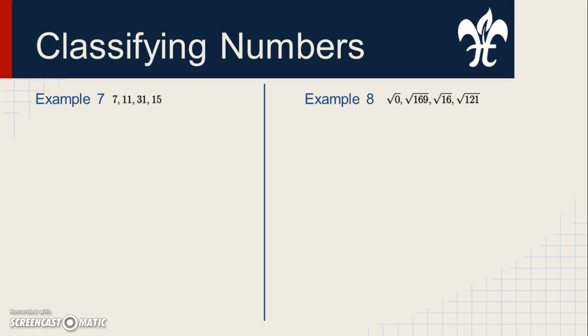Example 7. In example 7, it's similar to example 6, except it's more straightforward. 7, 11, 31, and 15 are all natural numbers. And because they're natural, we know that they're also whole. Because they're whole, we know that they are also integers. This should be a Z. They're also integers. Let me try that one more time. A Z. Because they're integers, we know they are also rational, and rationals are also real.